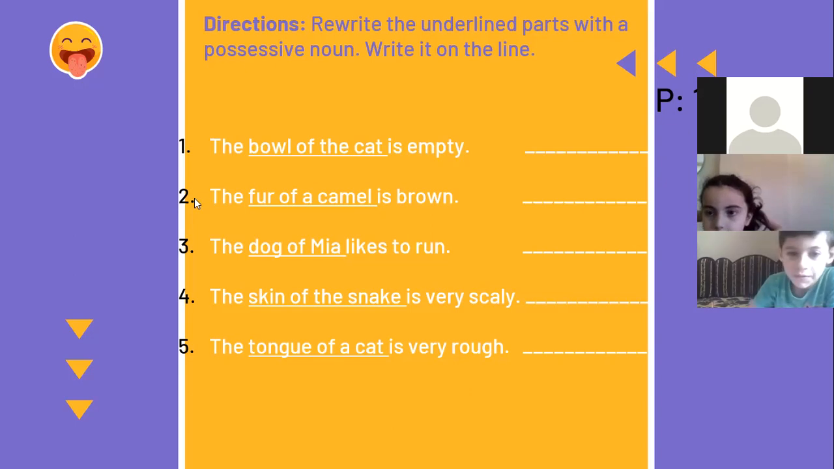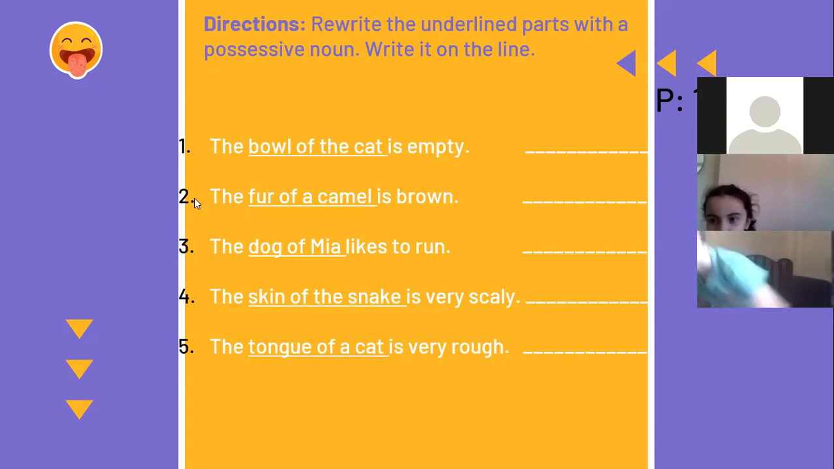I'm going to repeat it. Number 1, Jude. Jude, read number 1 again. The bowl of the cat is empty. The cat's bowl. Bravo.